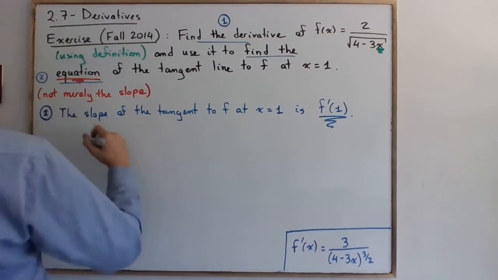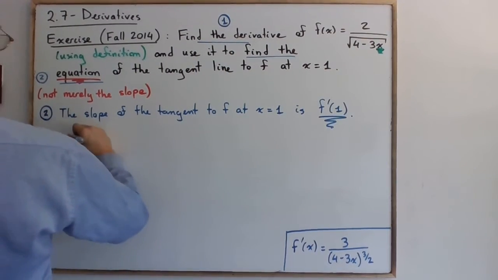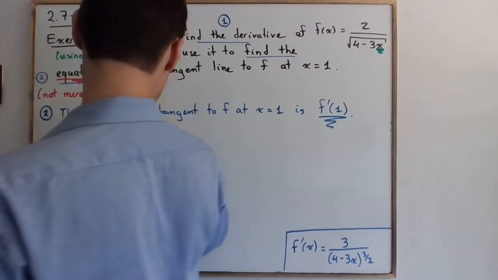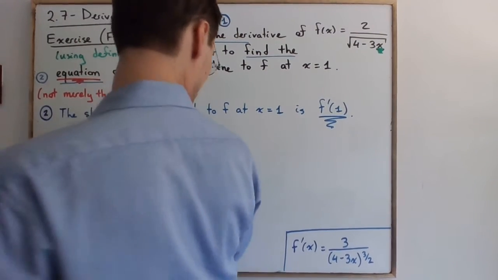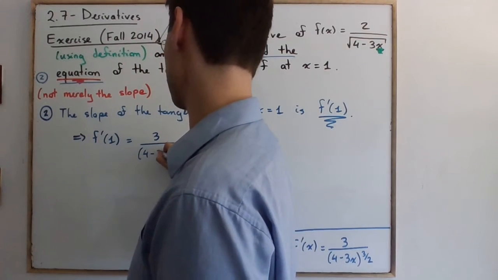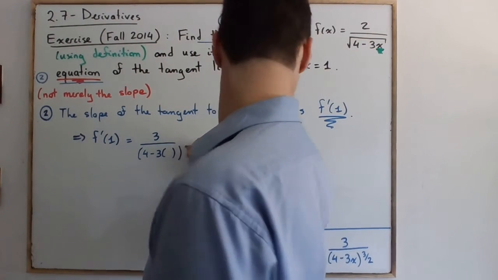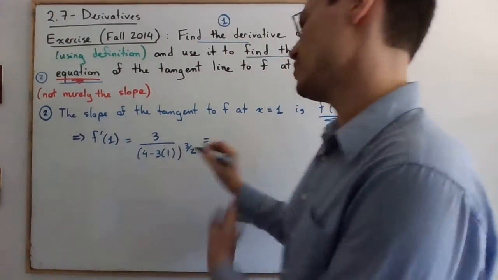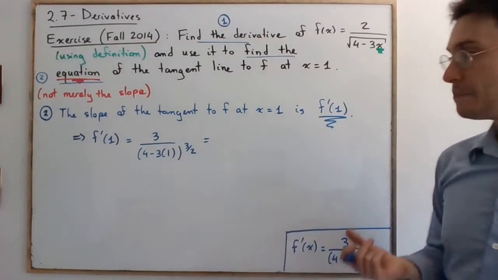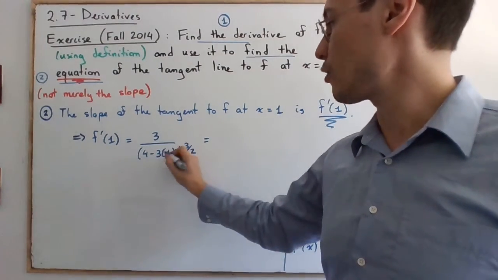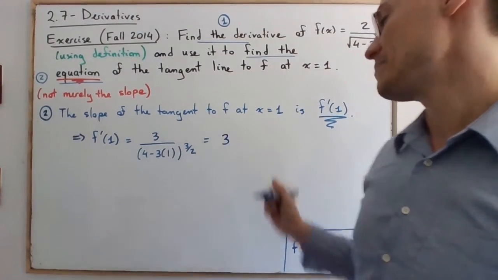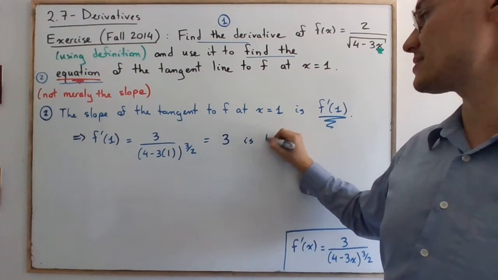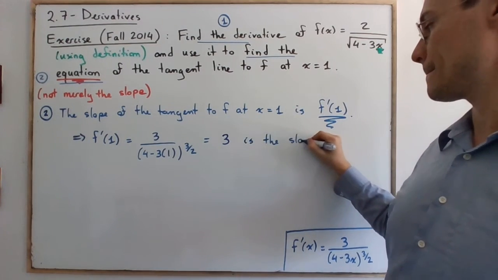So f prime of 1 is equal to 3 over 4 minus 3 times 1 to the power of 3 halves. So you just replace 1 in your formula, and what do you get? 4 minus 3 is 1. There you go. So 3. That's the slope.